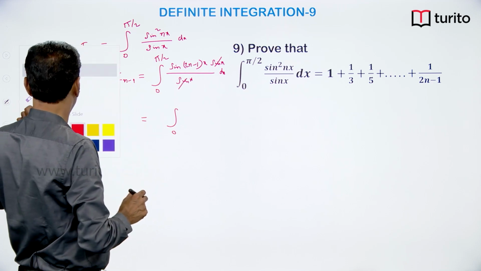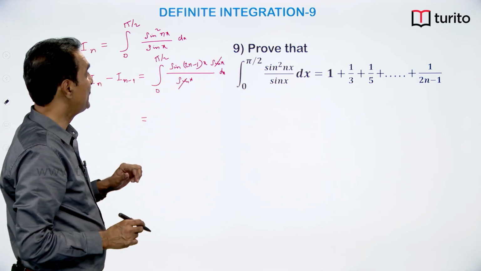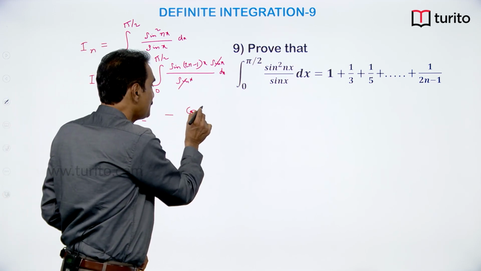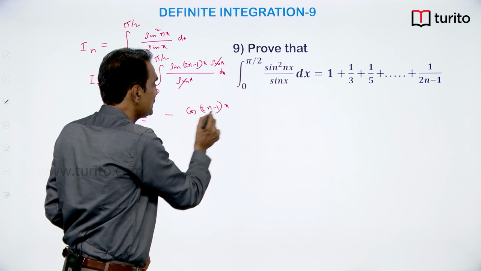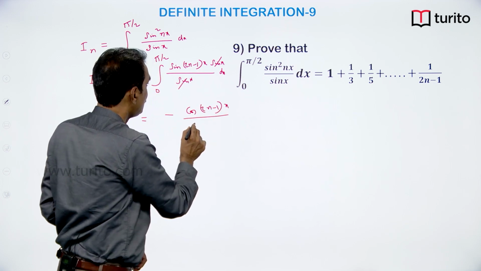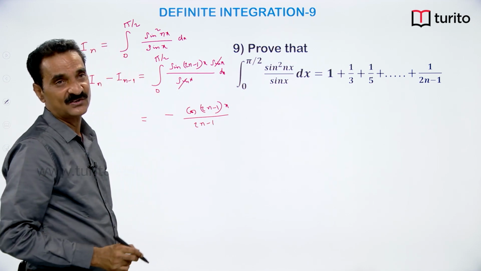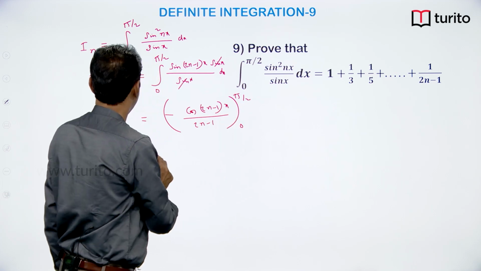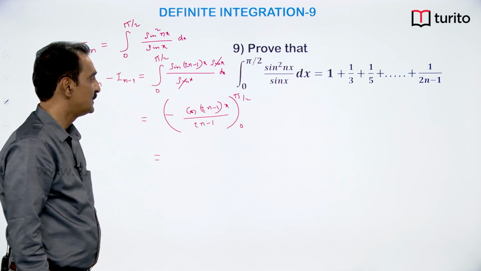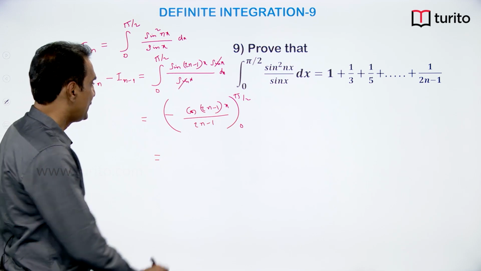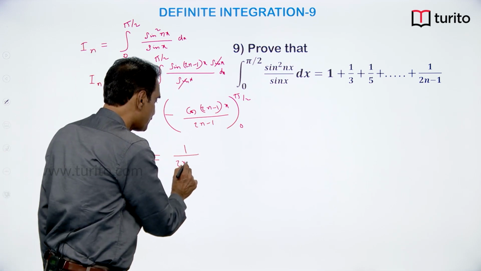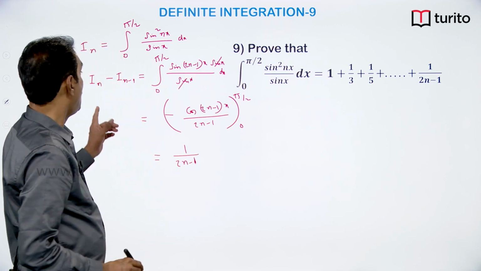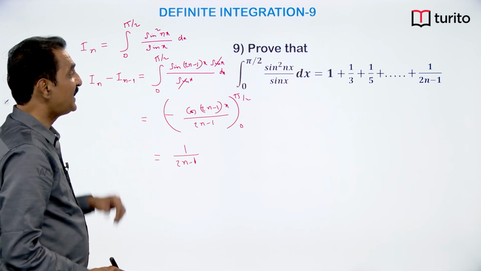What is the integral? Integral sin 2n minus 1 into x will be minus cos 2n minus 1 into x by 2n minus 1. Substitute the limits 0 to pi by 2. You will get 1 by 2n minus 1. Okay. So, In minus I n minus 1 is 1 by 2n minus 1.